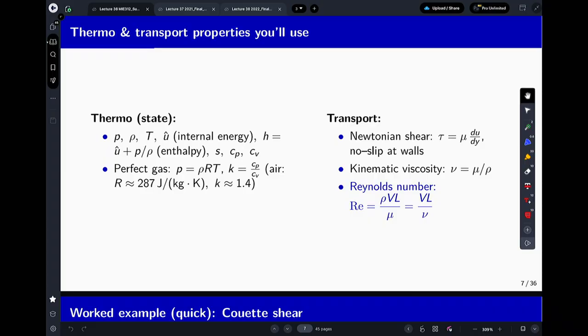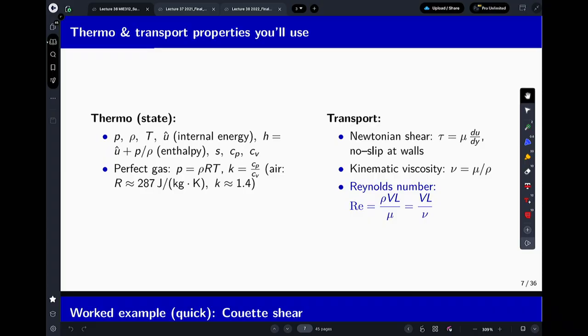So you had internal energy, enthalpy, all of the coefficients of pressure and volume. All of those are useful to know. We haven't done very much. The perfect gas law is always useful, and P equals rho RT.